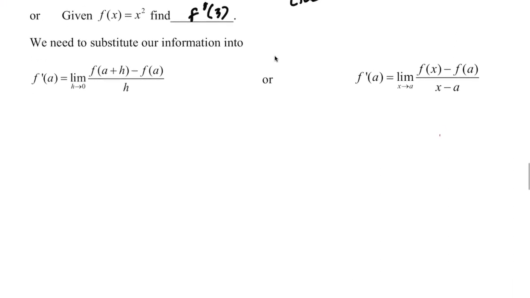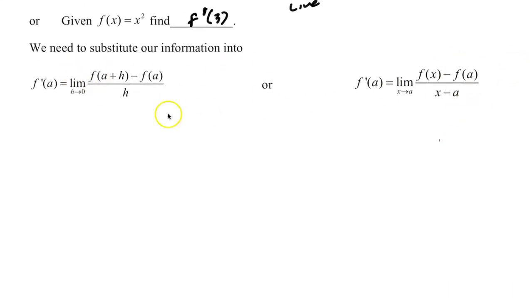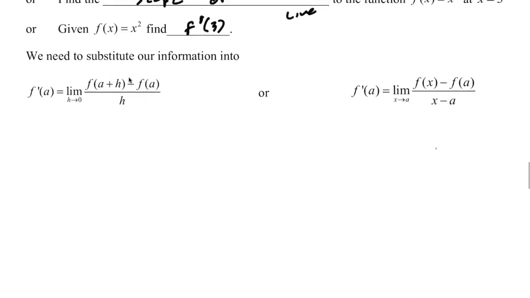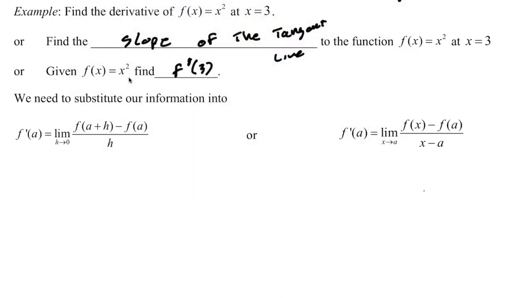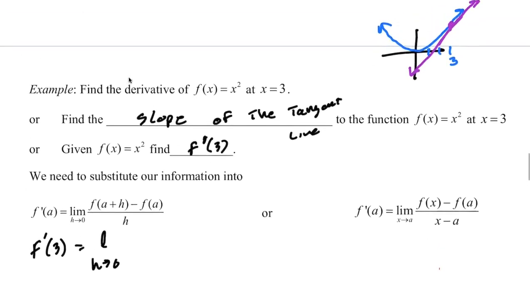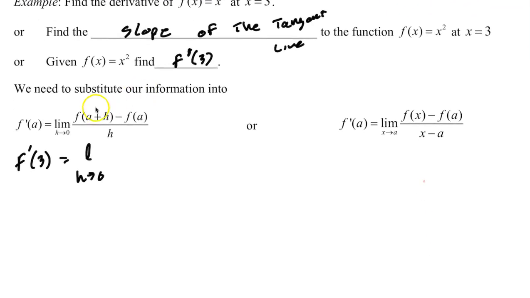by using our two formulas, right? The limits of the difference quotients. We'll do this one first. So I'll have to plug it in. We want to find it at x equals 3. So we're going to do f prime of 3 equals the limit as h approaches 0 of f of a plus h minus f of a. So f of a plus h just means we're going to plug a plus h into our x squared.